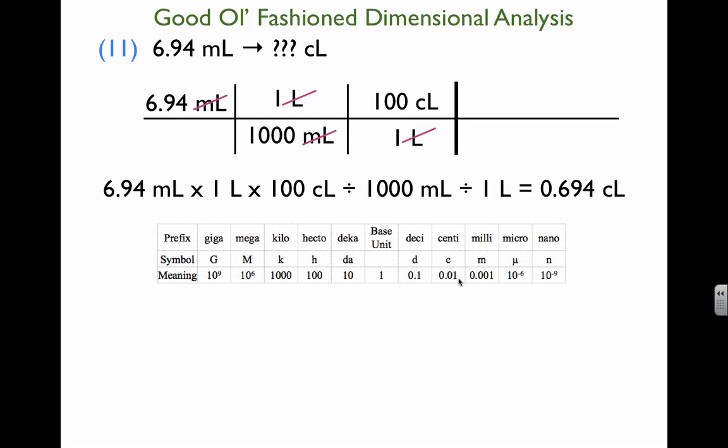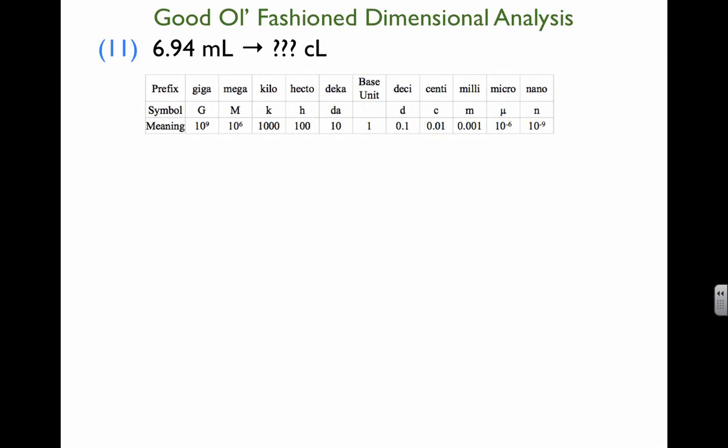Let's pause for a second to think about how we can use this in a sneaky, smarty pants way to do the same problem. So let's go back to the beginning for a second. And here's where I hope you didn't write all of this down so that you actually experienced this video first before you did it. 6.94 milliliters equals how many centiliters?